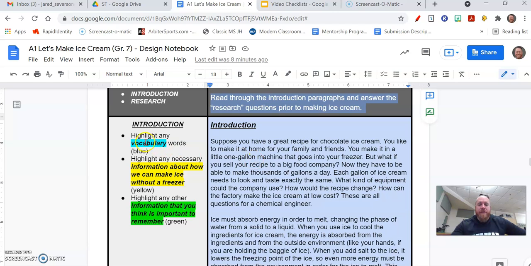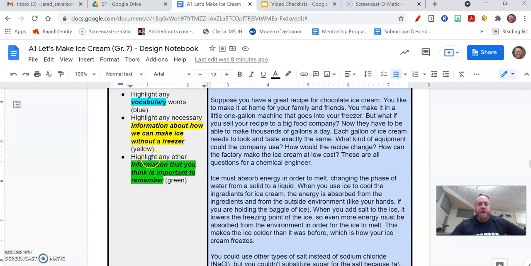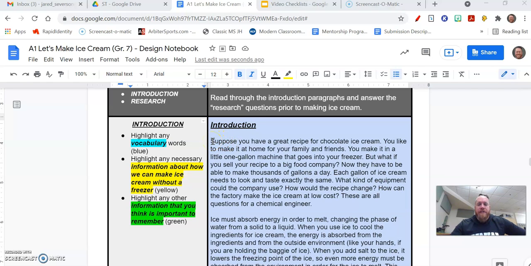As we read through this, I want you to highlight any vocabulary words, so words that we maybe defined last time that we see in these paragraphs. We're going to highlight in yellow information about how we can make ice cream without a freezer. And in green, we're going to highlight information that we think is important to remember, just any general information that we say, hey, I'd like to remember that. So let's read through this together. Just follow along as I read this, or if you want to pause the video and just read this on your own, you're welcome to do that.